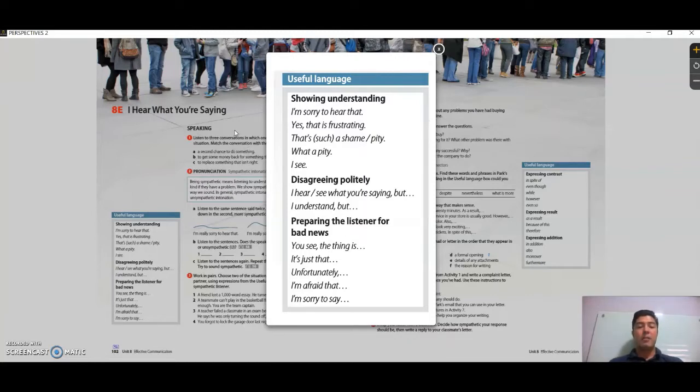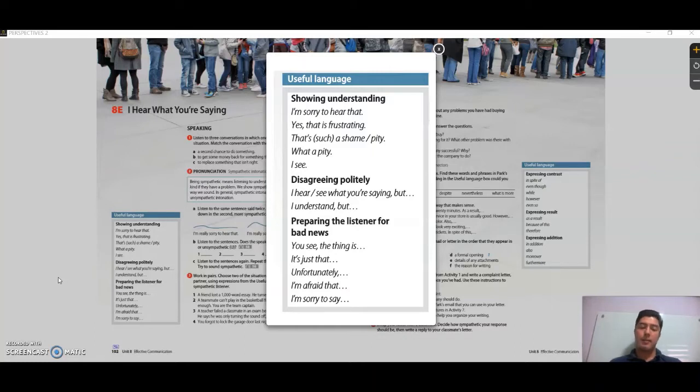Then we have, that's such a shame. Pity. What a pity. Understanding the feelings of people, we can use this. An example could be if a person says to me, I lost my wallet on the street, or I lost my cell phone, and we can answer, what a shame, or what a pity, to make that person feel that we understand that problem.